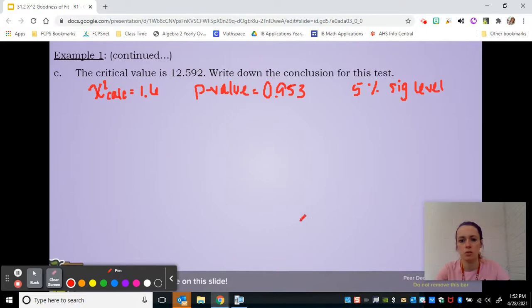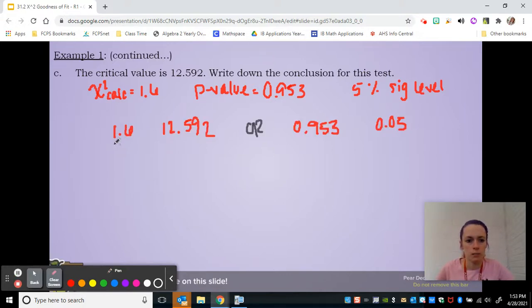The nice thing is making that conclusion is the exact same as it was for the test for independence. If the calculated value is less than the critical, I accept. If the p-value is greater than the significance level, I accept, and then the opposite for rejecting. So let me set up my inequalities.